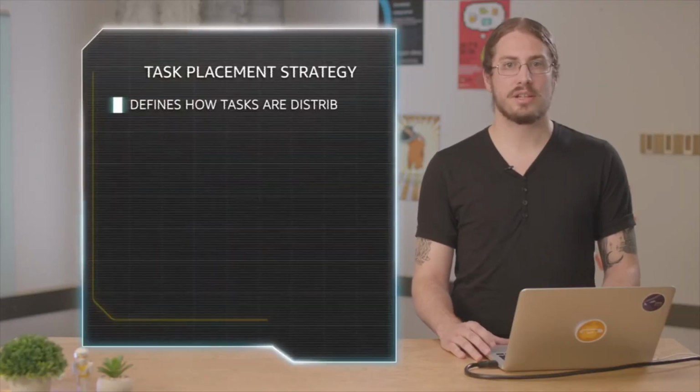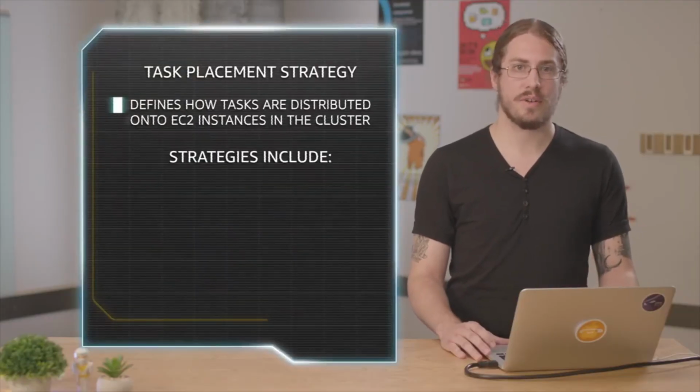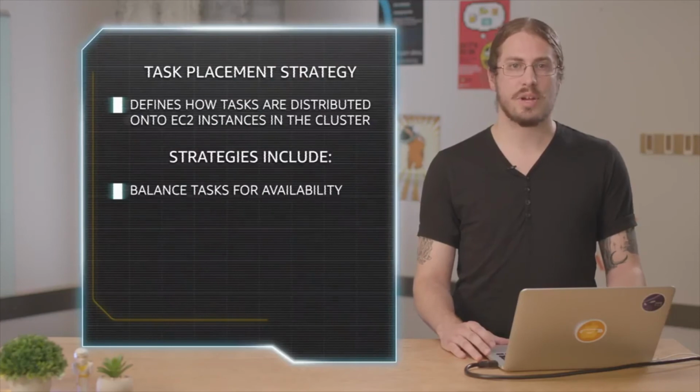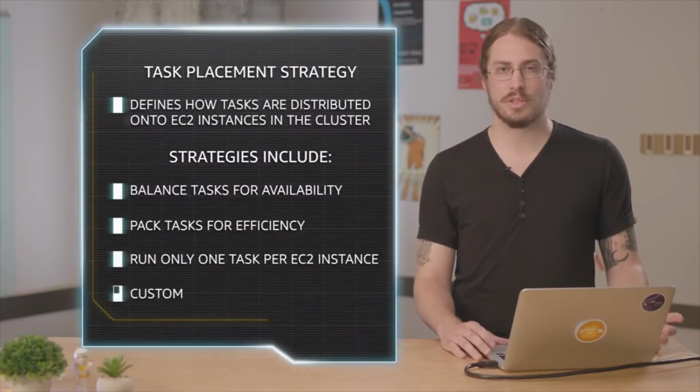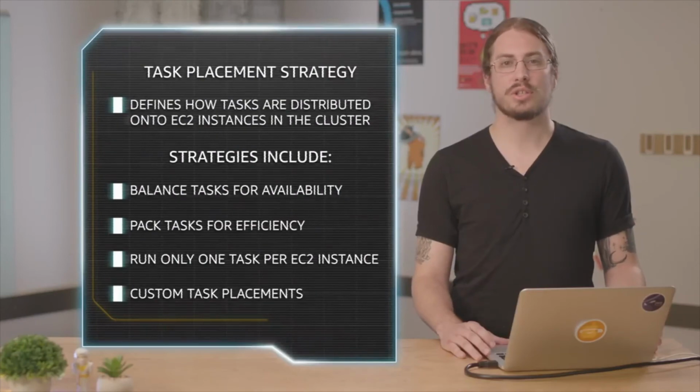ECS follows the strategy to launch as many tasks as you define across your cluster, and it keeps track of those tasks. If one of them stops for some reason, perhaps a runtime exception that causes a crash, then ECS launches a replacement.